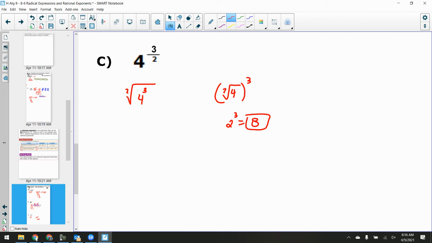The other option would be to take 4 to the 3rd power, which is 4 times 4 times 4, or 64. We just saw that. And then the square root of 64 is 8.